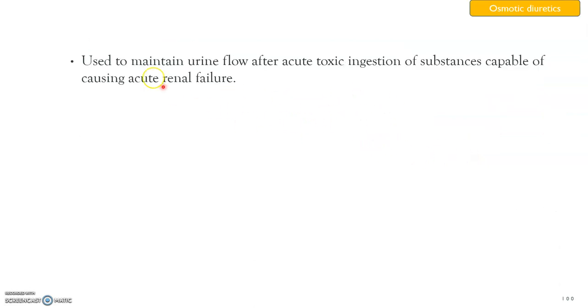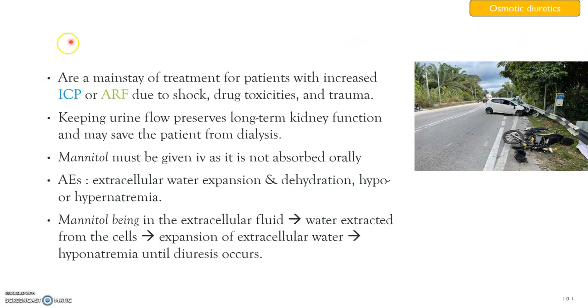So osmotic diuretics are used to maintain urine flow after an acute toxic ingestion of substances that are capable of causing acute renal failure. Because if someone ingests a toxic substance that can injure your kidney and cause acute renal failure, it's useful to give osmotic diuretics because you want to maintain the urine flow, because there will be lots of urine coming out with osmotic diuretics, so a lot of water there.